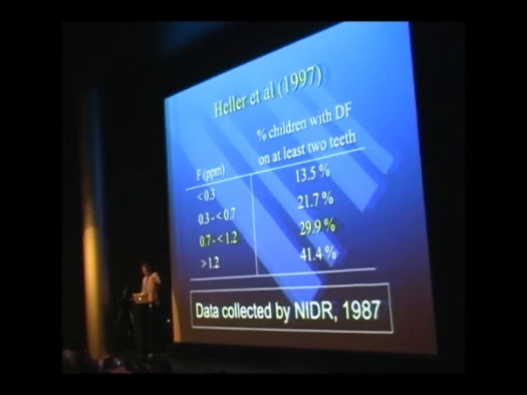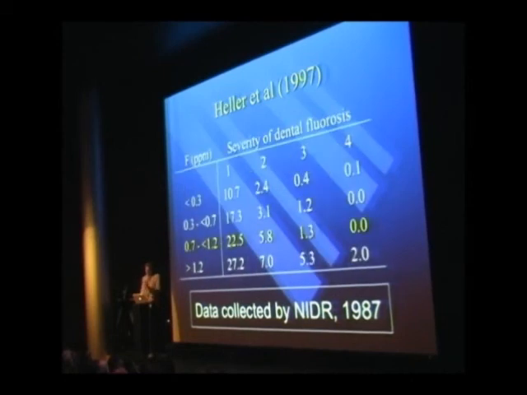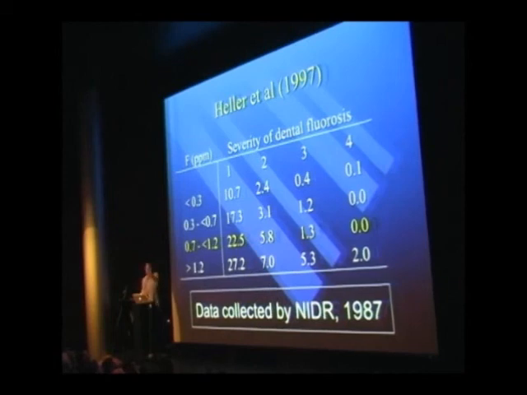Now, you also see that over 20% in non-fluoridated communities, between 0.3 and 0.7, this is natural fluoride. And communities less than 0.3 were getting 13.5% dental fluorosis. And if you break down the figures, look at the yellow line there, 22.5% were very mild, that's category 1, 5.8% were mild, and 1.3% were moderate. And thank goodness none were severe. And remember, they only wanted 10% in its very mild form.